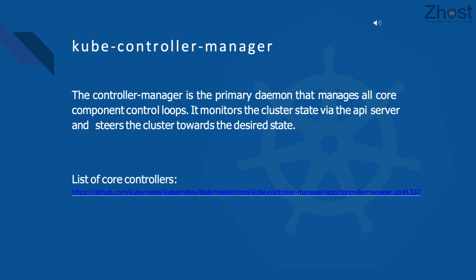Kube-controller-manager is described here as: the controller manager is the primary daemon that manages all core component control loops. It monitors the cluster state via the API server and steers the cluster towards the desired state. It manages multiple controllers that regulate cluster state.